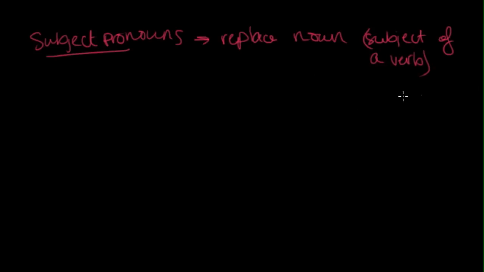So, for instance, if we look at an English example, we might have something like Jorge walks. So this sentence has two parts. It has a verb, which is the action of the sentence, and it has a subject, or whoever is performing that action, in this case, Jorge.